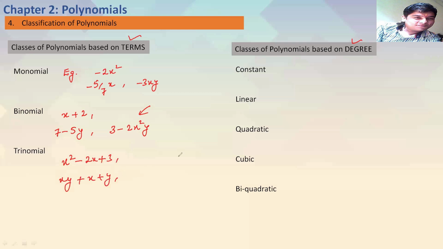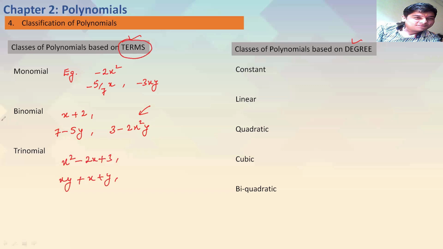Then we have polynomials having 4 terms, polynomials having 5 terms. All those will be known as polynomials only; you won't give specific names. Monomial for a 1-term polynomial, binomial for a 2-term polynomial, and trinomial for a 3-term polynomial. Beyond this, you will just call it a polynomial: polynomial with 4 terms, 5 terms, 6 terms, and so on. That's the classification based on terms.